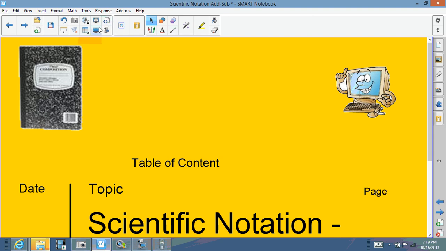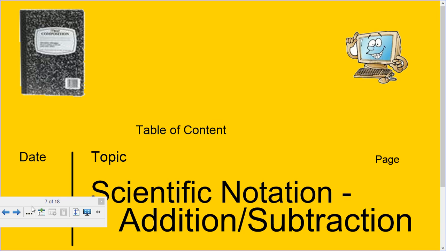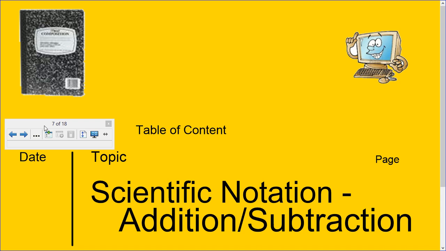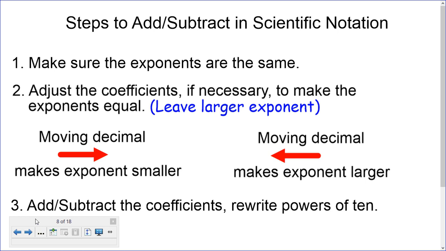So today we're going to deal with scientific notation. This time we're going to be dealing with addition and subtraction of scientific notation. So here are the steps that you need to know. Step 1, make sure that the exponents are the same before you add or subtract in scientific notation. Step 2, adjust the coefficients if necessary to make the exponents equal.